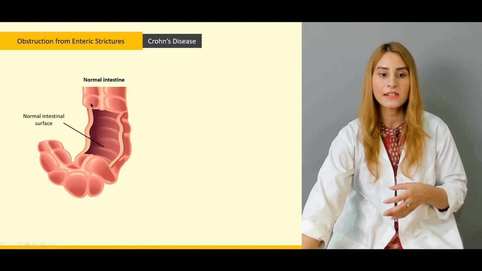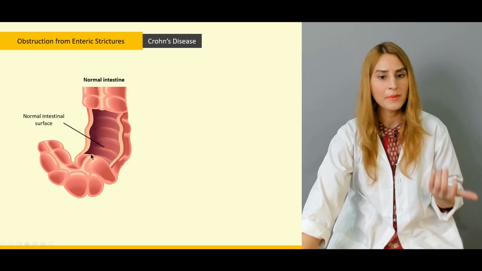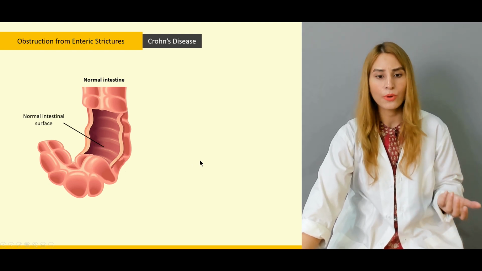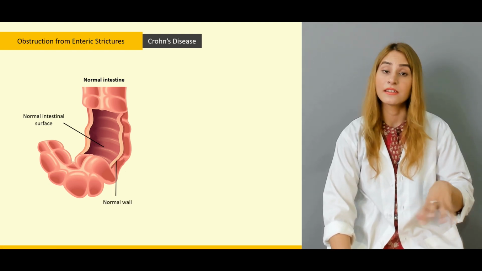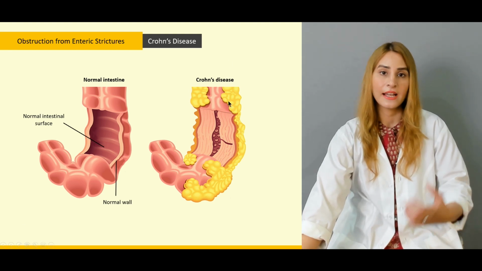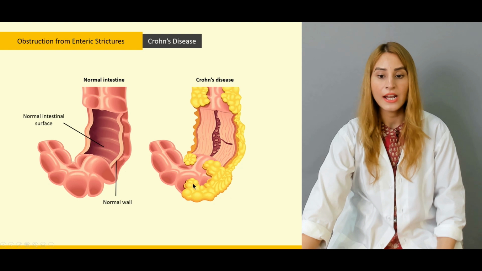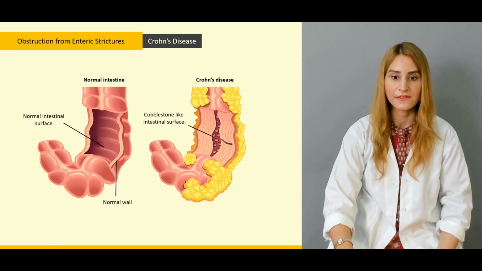You can see here, this is the normal intestinal surface. In this diagram, there's a smooth contour. There's no raw surface in the intestine, and the wall is also very much normal. But in chronic diseases like Crohn disease, you can see here there is a lot of raw surface of the intestine, and there's also formation of the stricture in that case.